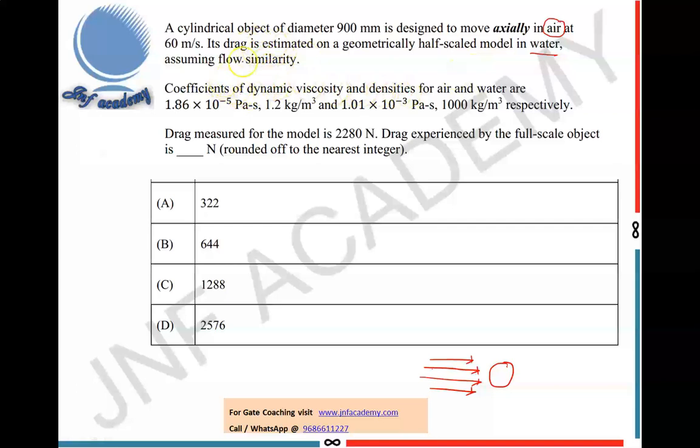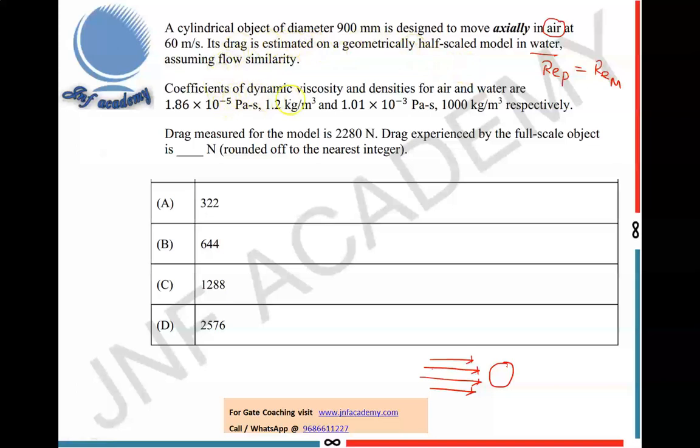So they have clearly given the prototype, which is the cylindrical object, and the geometrically scaled object which is moved in the water. The prototype and the scaled object have flow similarity. As soon as they say flow similarity, we can say that the Reynolds number of the prototype will be equal to the Reynolds number of the model, right? That's what flow similarity means. We can equate the flow Reynolds numbers.